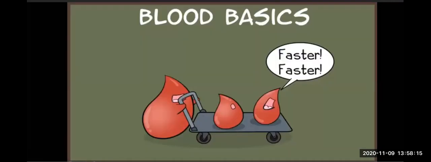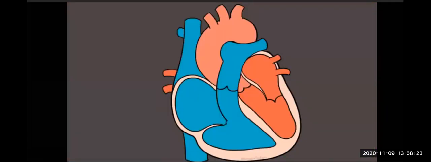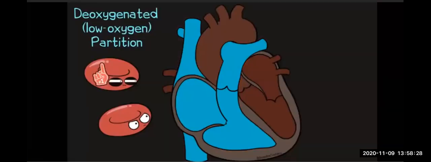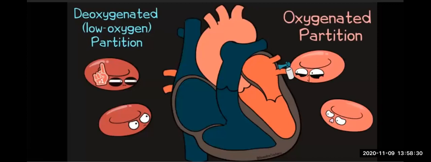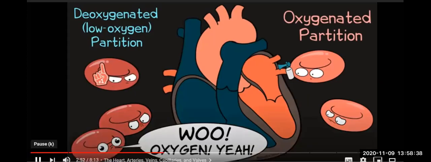So when we're talking about blood and introducing the circulatory system, we're going to focus on how this blood moves around in the human body. Human heart anatomy shows the heart divided into two distinct and separated partitions, a deoxygenated or low oxygen partition and an oxygenated partition. There are some human congenital heart conditions that can result in this oxygenated and deoxygenated blood mixing, however. I hope all of you understood the meaning of deoxygenated and oxygenated partitions. Tell me, yes or no?